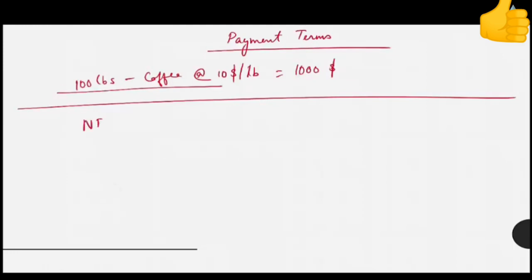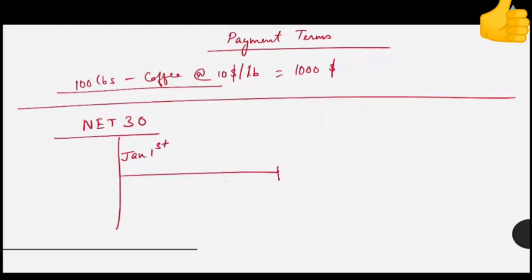Say net 30. What does it mean? It means that if you receive the invoice on Jan 1st, you have until 30 days to pay the invoice. So the vendor is giving you a credit for 30 days. And then there's net 45, net 60, you get the picture.